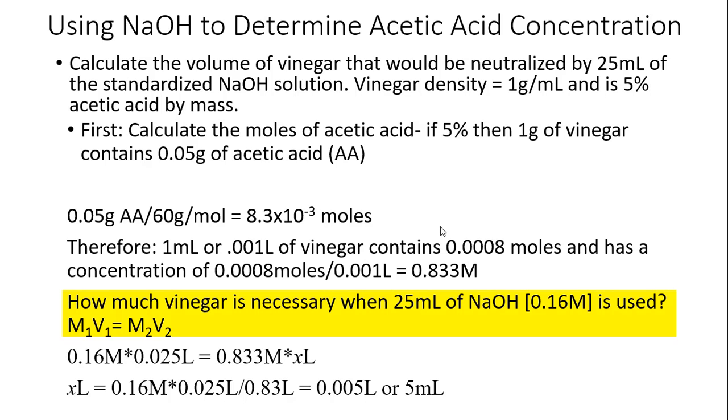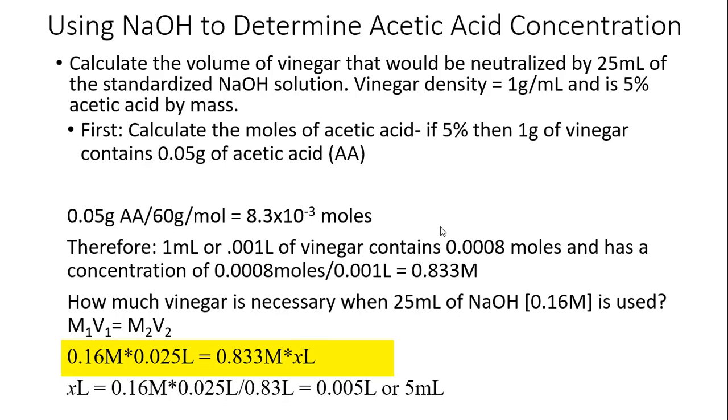So when it asks how much vinegar is necessary when you have 25 mL of your 0.16 molar NaOH solution that you got from the last experiment, then we can use the dilution equation again, right? This time, though, we're solving for volume and not molarity. So if you look at the equation, M1V1 equals M2V2, so you have 0.16 times 0.025 liters, that's the sodium hydroxide, and then you have 0.833 molar acetic acid times an unknown number of liters. So we'll just solve for X. It should calculate out to 5 milliliters of acetic acid, right?